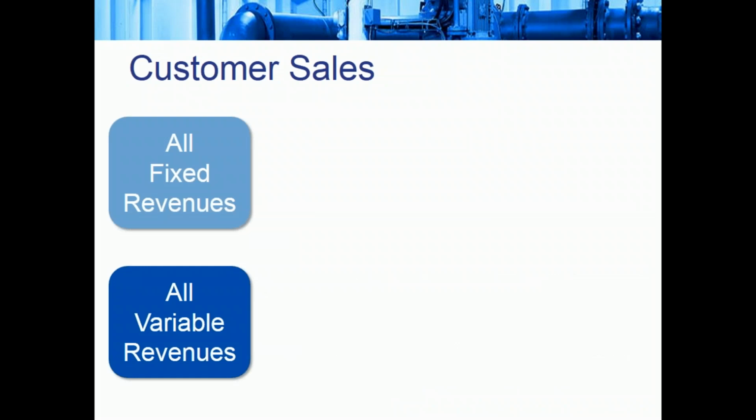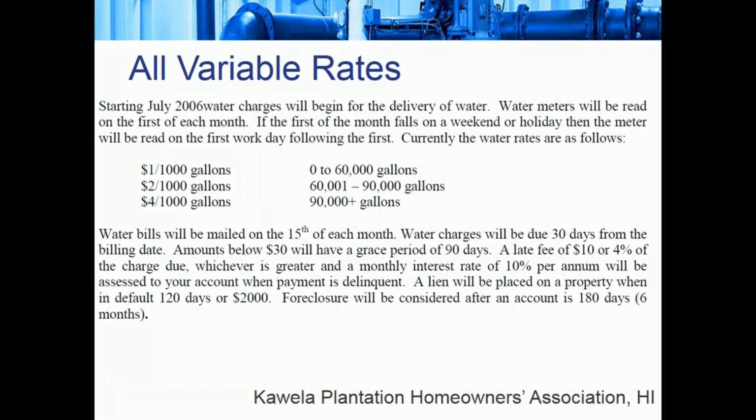Now, the flip side of that is that you can do a rate structure that is looking at all variable revenue. So there's no monthly fixed fee or quarterly fixed fee. It's entirely based on the volume of water that a customer is using. So that bill would have to be metered, and then it's based on that volume of use.